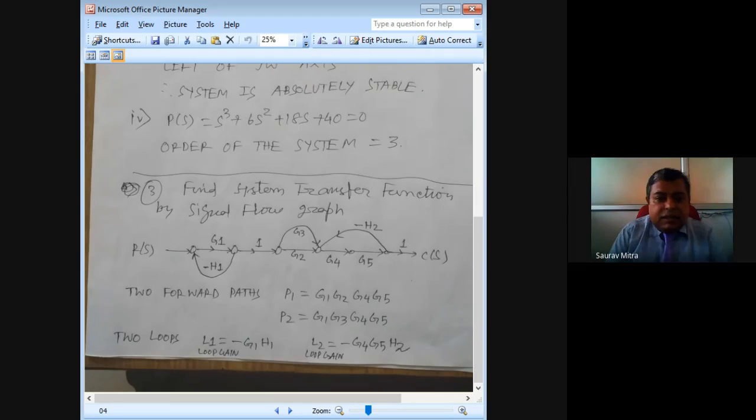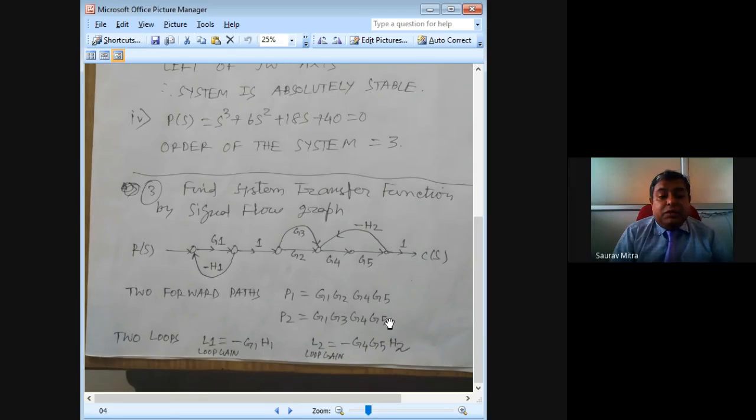Okay, so this is the thing. For P1, G1, G2, G4, G5, the main thing we have to check is if there is any loop which is not touched by a forward path. If there is a loop which is not touched by a forward path, suppose that had a gain of maybe G2 H2, then we have to write here 1 plus G2 H2. But here all the loops are touched by all the forward paths. Then it's a simple case. Then directly we can go for writing Mason's gain formula.